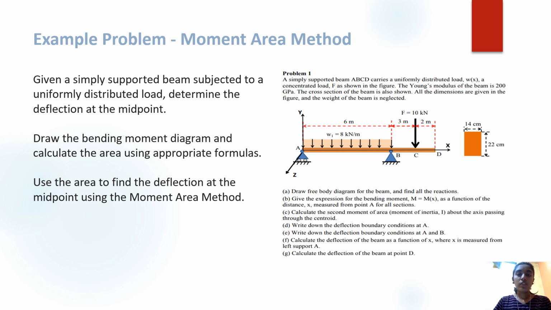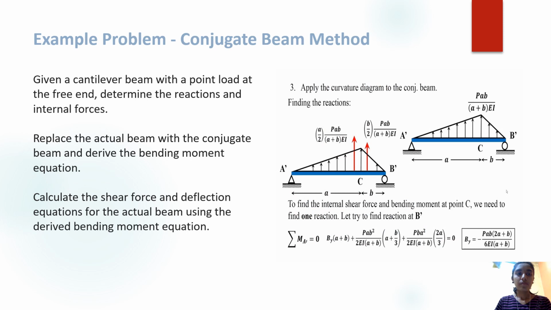To solve this, given a simply supported beam subjected to a uniformly distributed load, determine the deflection at the midpoint. Draw the bending moment diagram and calculate the area using the appropriate formula. Using the area, find the deflection at the midpoint using the moment area method.